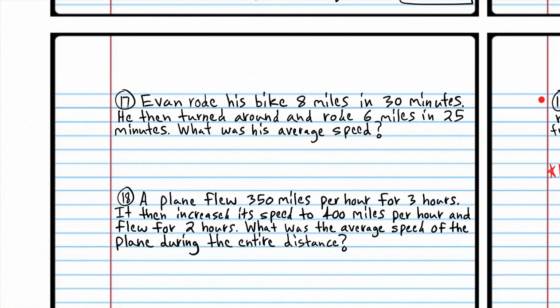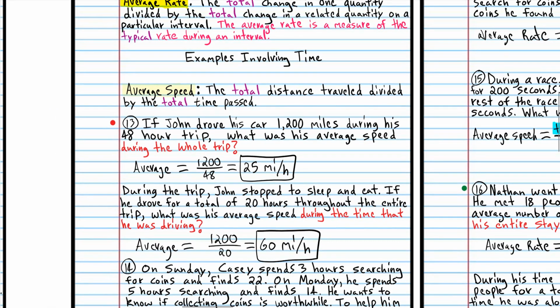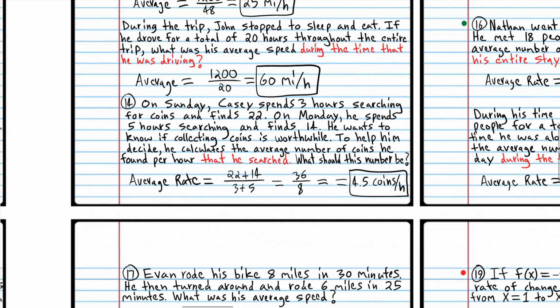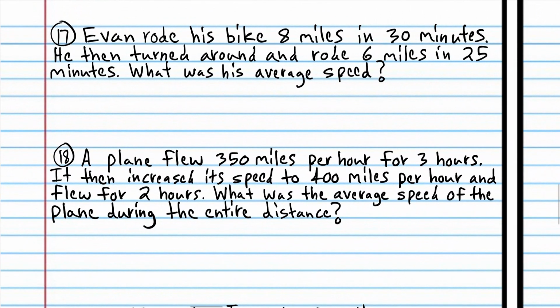These two problems require average speed. The definition of average speed, which is the total distance traveled divided by the total time passed. So be sure you have that definition in front of you. Try number 17. When you come back, we'll do it together.